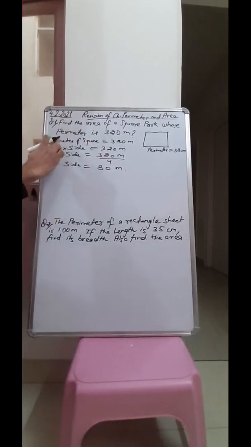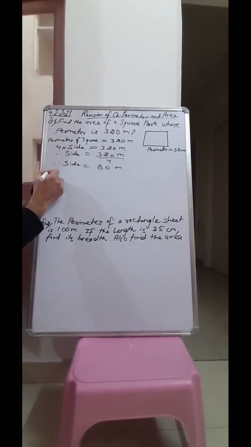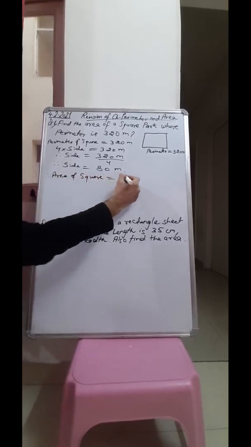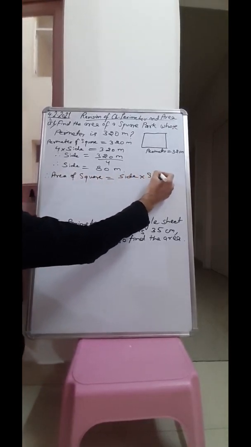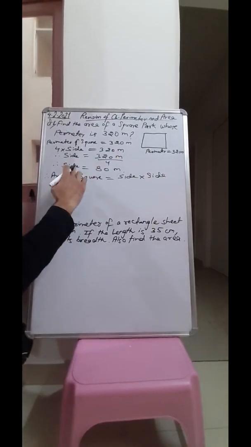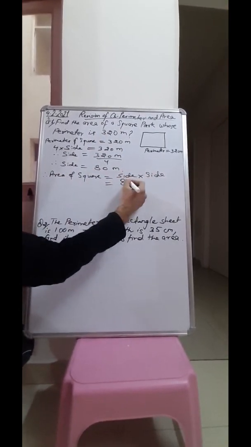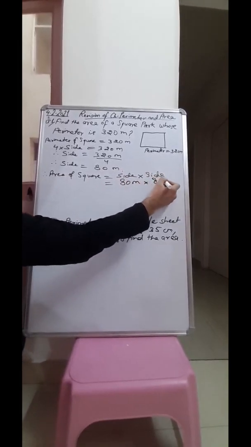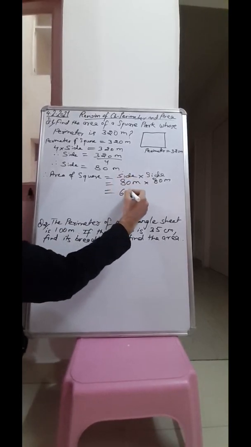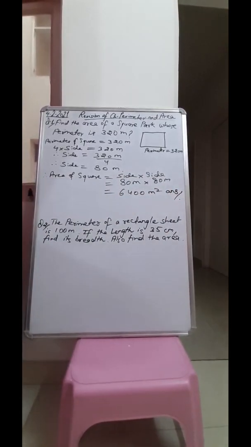So in this way, using the formula of perimeter of square, we can find out a side, because we have been asked to find out the area of square. The area of square formula is side multiplied by side. That's why first we found the side. Now using the side, we all know that all four sides are equal. So area of square is side into side, that is 80 meter into 80 meter, because sides are equal. So 80 into 80 meter gives you 6400 meter square, and 6400 meter square is your area of square.